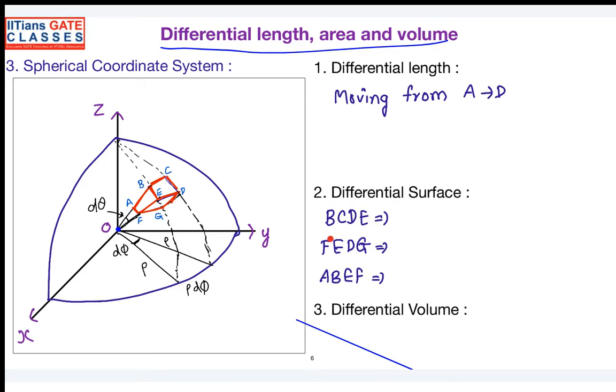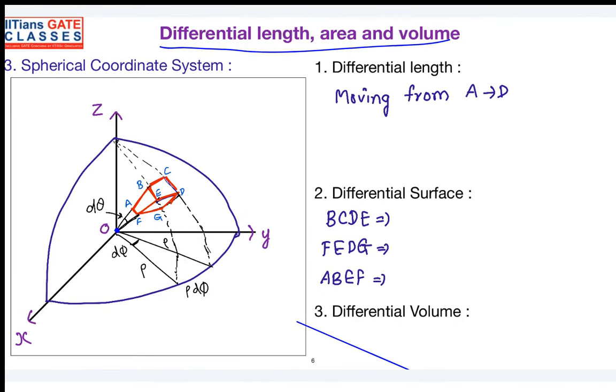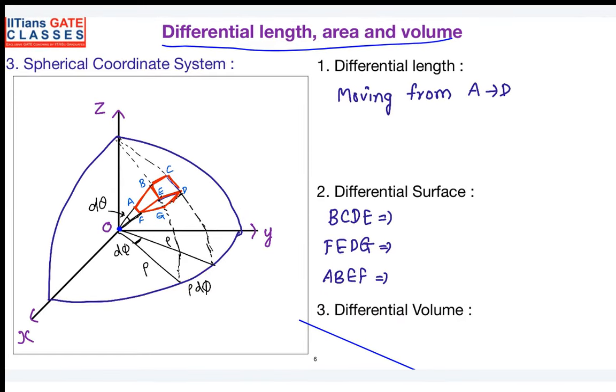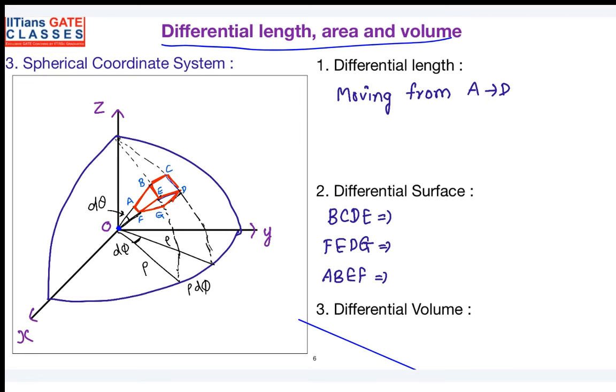Now let us try to write a vector from A to D. All of you try to write a vector from A to D in the same fashion. How can you move? Same thing: A to B, B to C, and C to D. Write down and tell me the answer. So the vector dl is equal to, since you are moving from A to B, there is a change in r. That will be dr into a_r cap.